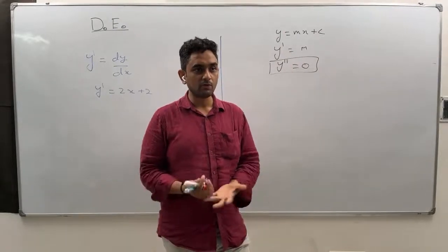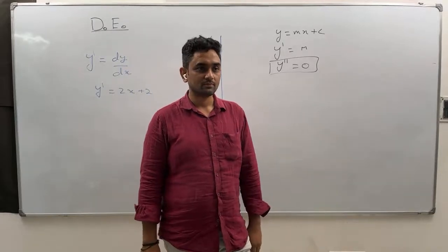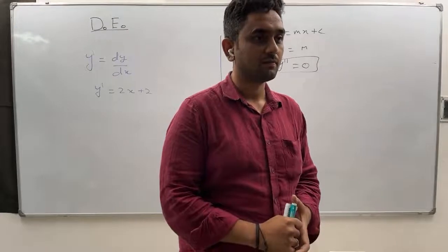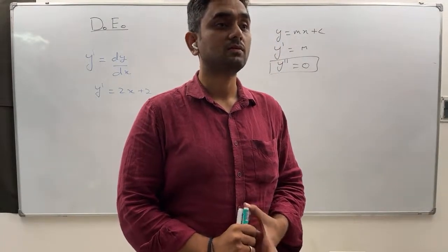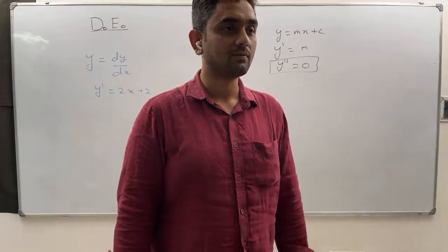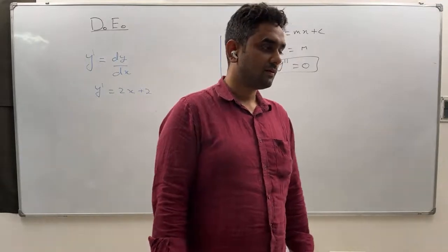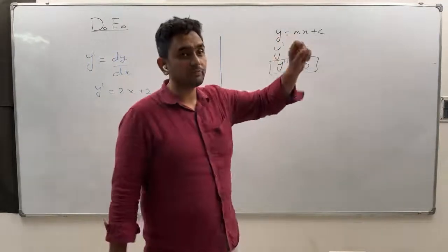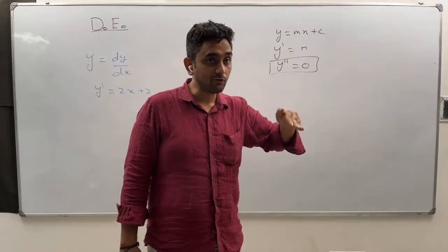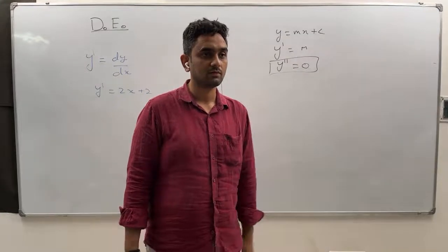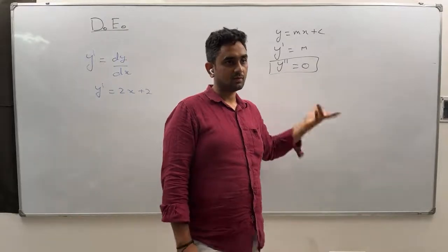You are writing a family of curves with a single equation made of derivatives. Then y equal to mx plus c itself defines that family. When m and c change, you get different family members, right? If m and c are specific values, it's one family member. To write every family member, I have to change m and c. So that is the idea.